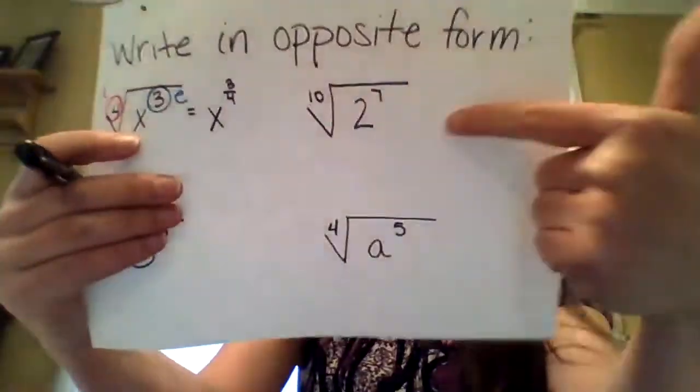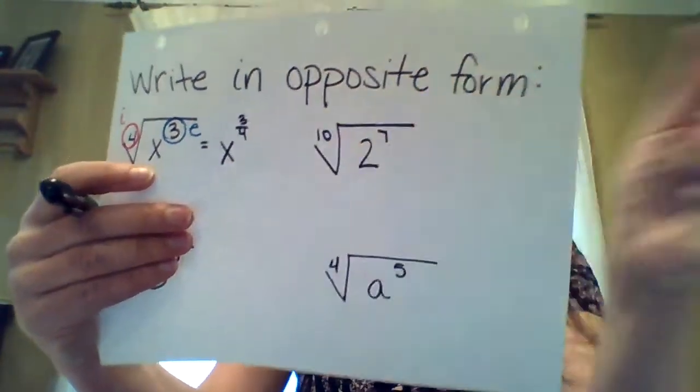All right, we're going to go across the paper on mine right here. So if you would please look at this example. The index is the 10. The exponent is the 7. Keep the base the same. The base is 2. My exponent was 7, so keep that in the numerator. So 2 to the power of 7/10. I'll hold up my paper in just a minute.